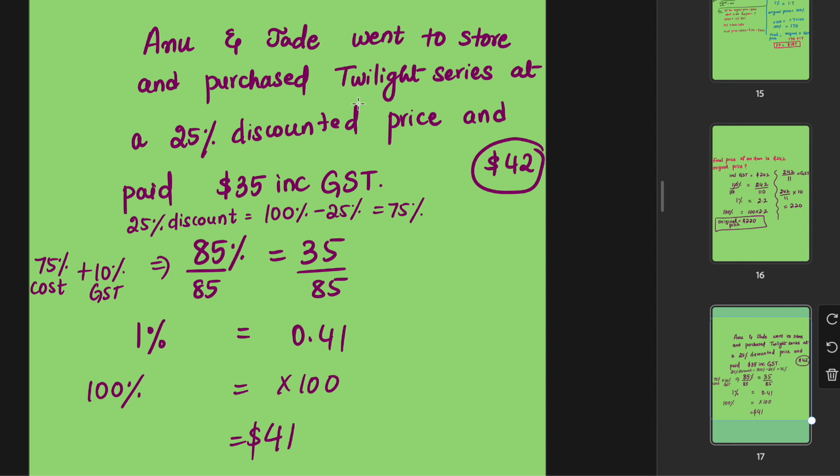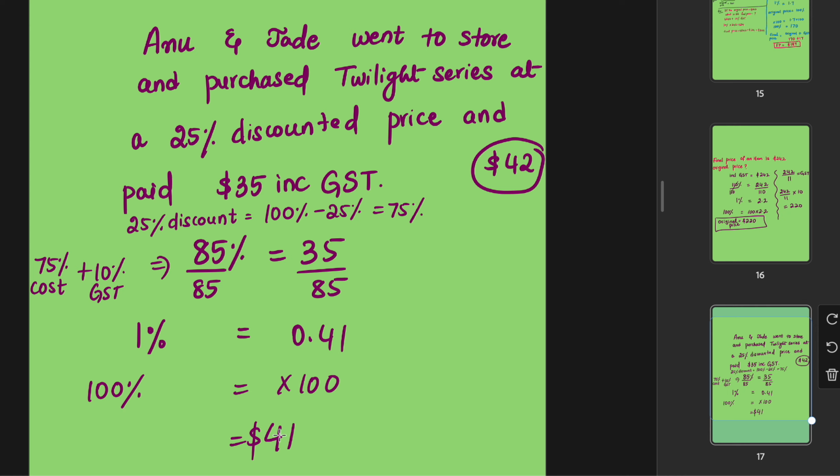Anu and Jade went to store and purchased Twilight series at a 25% discounted price and paid $35 including GST. So now here there is a discount that has been applied. So you have to first do 100 minus 25%, 75% of the original value plus your 10% GST, which makes it as 85%. So whenever there is a discount, you take away that from 100 and then add GST, and then you can get to 1% and then finally times it with 100. So then you get to the original price.